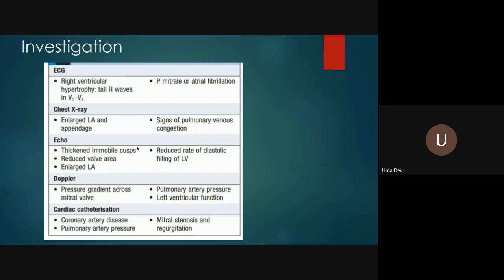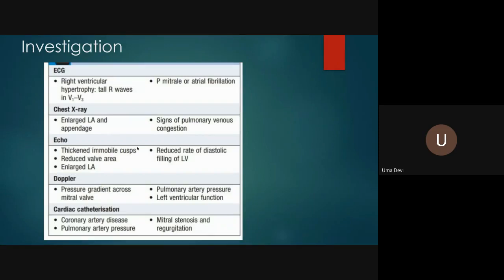And echo is a very important point, transthoracic echo, which will pick up the thickened immobile cusp. You can measure the valve area, you can see the enlarged left atrium, and we can measure the reduced rate of diastolic filling of LV, and we can assess the degree of mitral stenosis severity and confirm. Doppler will confirm the pressure gradient across the mitral valve and the pulmonary arterial pressure, so we can confirm whether it's a moderate or a severe pulmonary hypertension, and it will give us a clue of left ventricular function. Normally, the left ventricular function will be normal.